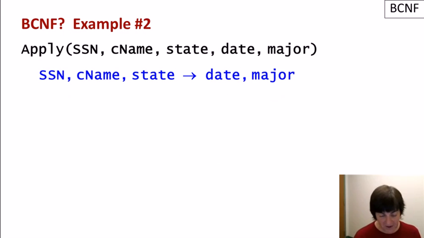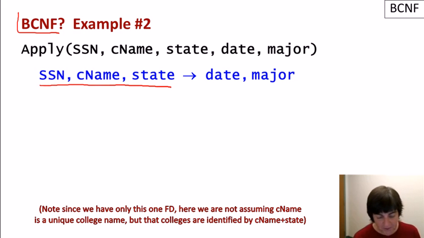Now let's look at a second example, our Apply relation, to see if this one is in Boyce-Codd normal form. So in this case, as a reminder, we have a Social Security number, college, state, date, and major. The date is the date of application, and the major is the major the student is applying for at that particular college. And we'll have one functional dependency, which effectively says in English that each student may apply to each college only once and for one major.